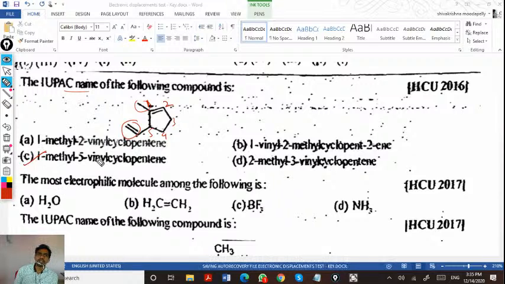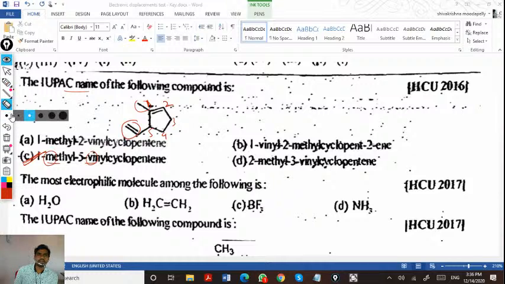Based on all the rules of IUPAC: methyl and vinyl, so M should come first according to alphabetical order. Numbering-wise, for cyclic compounds it must be clockwise, and the olefin present in the ring must be given more priority. So based on all these rules, C is the correct option.